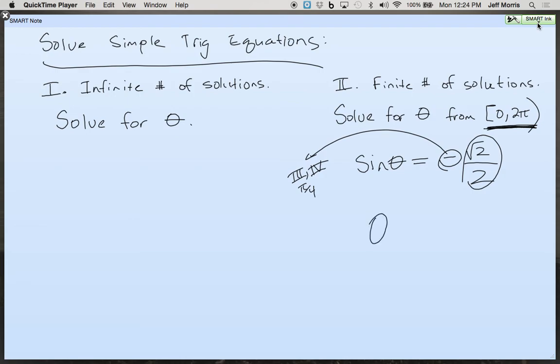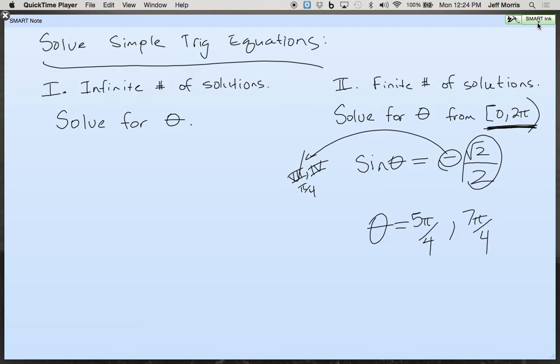Now you answer the question. You say, okay, theta. There's 2 answers. In quadrant 3, what's the angle with a pi over 4 reference angle? 5 pi over 4. There's 1 answer. Done. Now you go to quadrant 4. 7 pi over 4. You're done. That simple. This tonight will be simple.